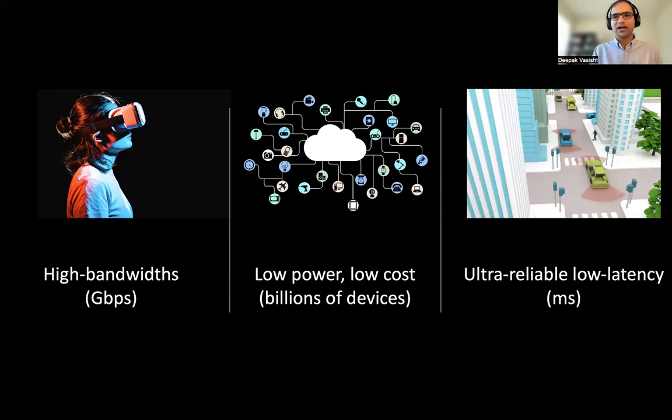For example, 5G will include high bandwidth, gigabits per second speeds for wireless network connectivity for applications like virtual reality, extended reality, and the metaverse in general. It will also have primitives for low power, low cost connectivity for billions of IoT devices that are being deployed across the world today.